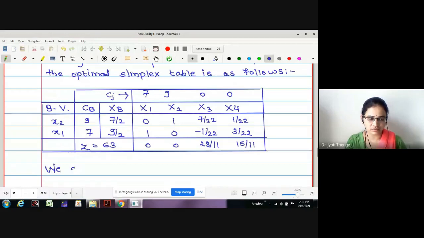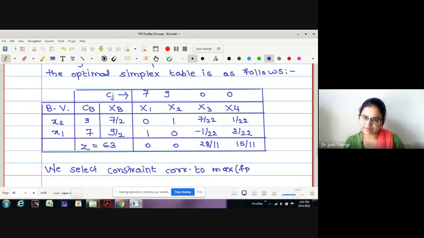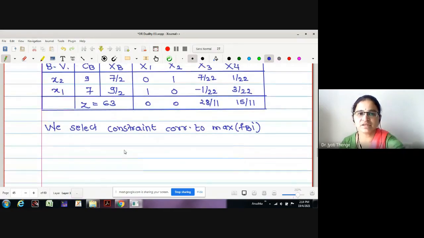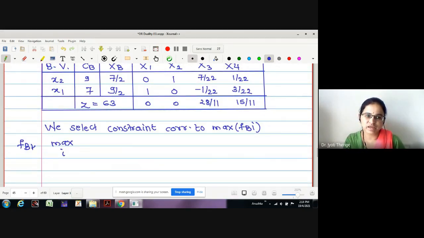We select the constraint corresponding to the maximum fractional part. FBK equal to maximum over i of FBi. FBi is the fractional part of the values of the basic variables. Here we have only two basic variables, therefore only two fractional parts will be there, FB1 and FB2.